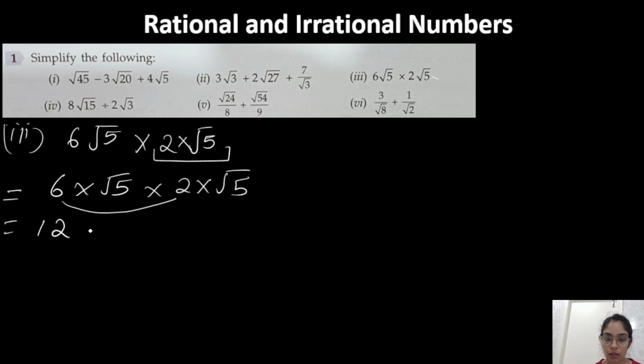So 6 into 2 is 12. So root 5 into root 5. So this type of numbers you can multiply. So square root of 5 into square root of 5 you can multiply. So as I have told you in the previous question also, the square root of a same number when we multiply with itself, you can write its answer directly as 5. So 12 into 5 is 60. So it was very simple. It is just like a normal multiplication.